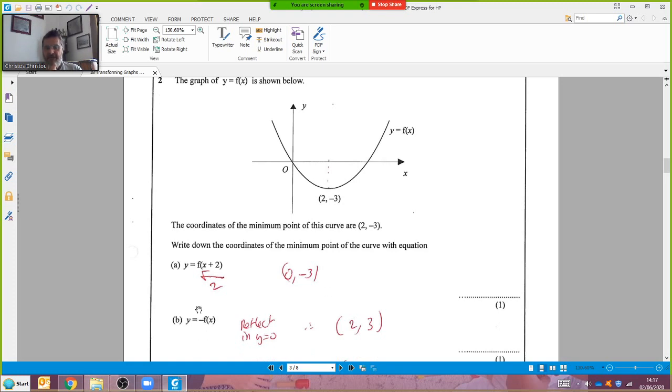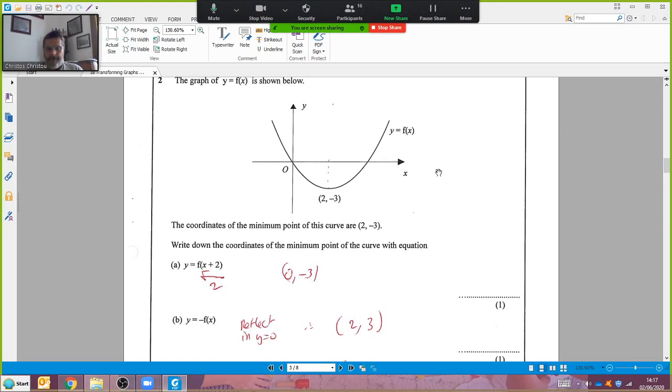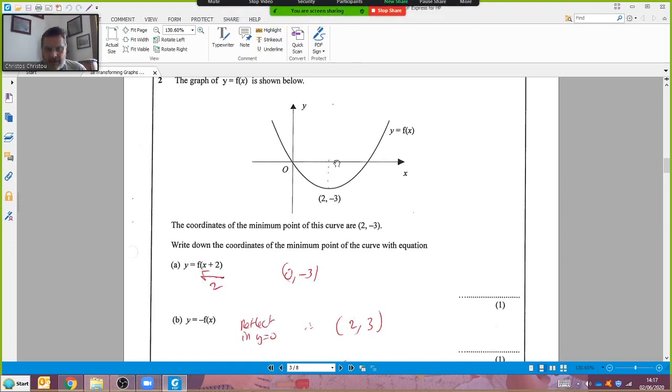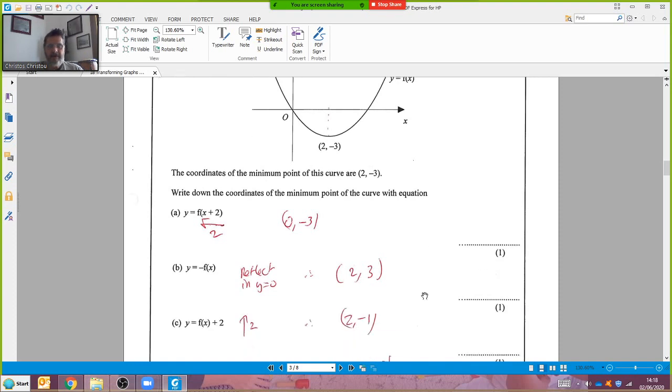Next one, reflection in the x-axis, or the line y equals 0. Let's take a look. So I went 2 minus 3, and so I go 2 along, 3 up. So this is it. This is me drawing my reflection with my little hand. Boom. So there'll be a maximum value around there. It'll be 2 plus 3, 2, 3.